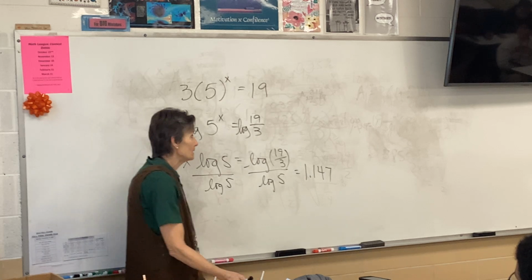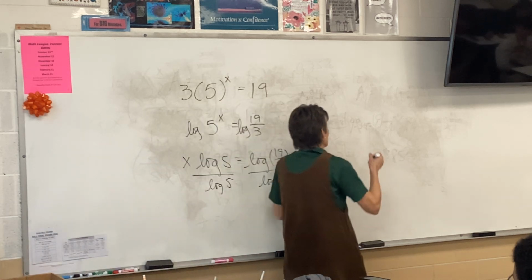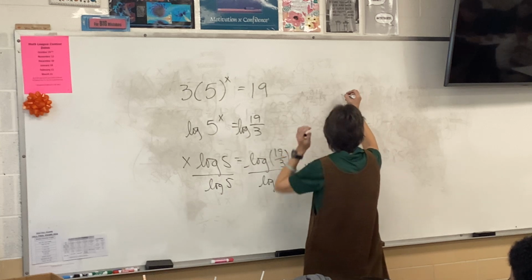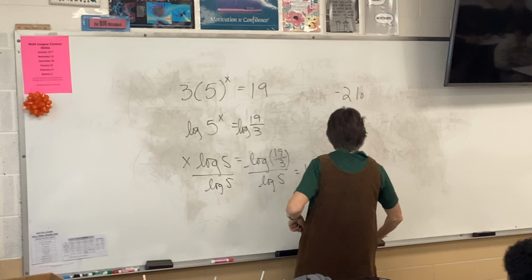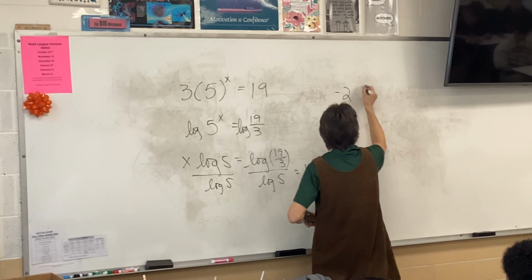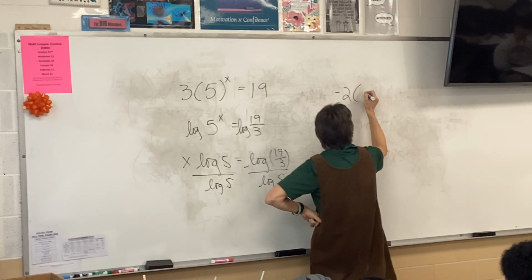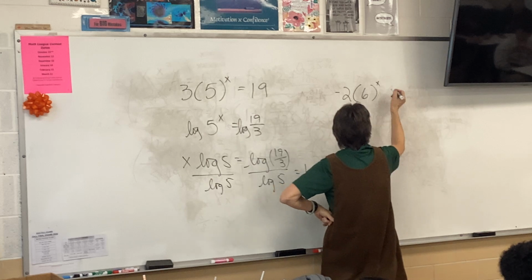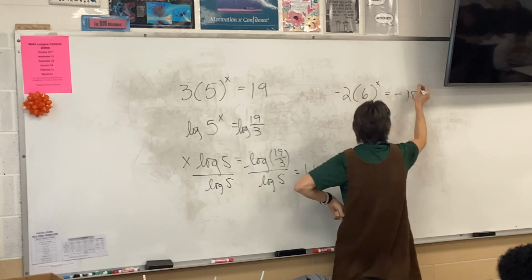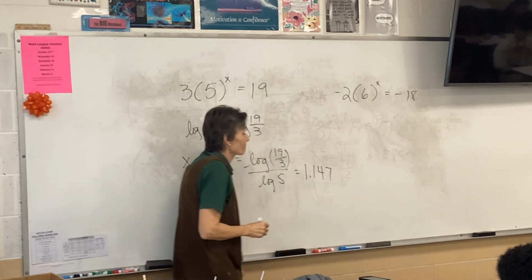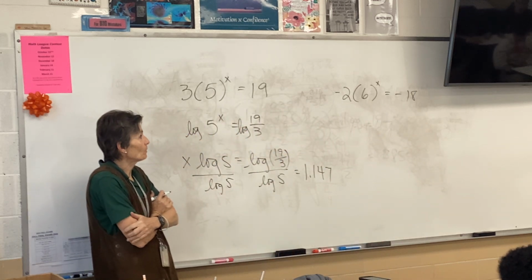Now you try this one on your own. Let's do negative 2 times 6 to the x equals negative 18. Try that one on your own.